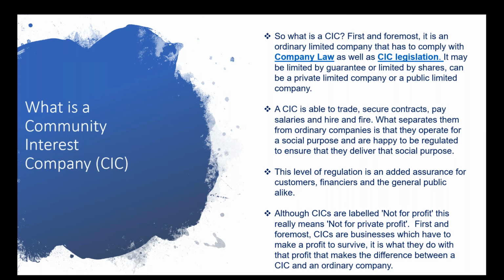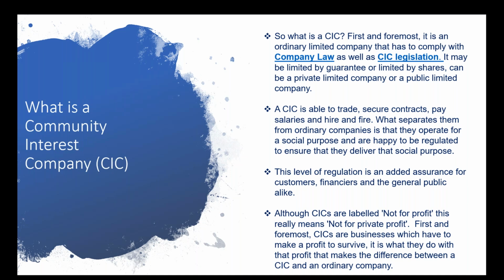Right, so what we will cover now is what is a community interest company. So the CIC model has been in operation since 2005, with the office opening in July of that year. The business community had recognised the need for a legal form of social enterprise as an alternative to a charity or an ordinary company, and to particularly benefit the community rather than shareholders or members. So what is a CIC? First and foremost, it's an ordinary limited company that has to comply with company law as well as CIC legislation. It may be limited by guarantee or limited by shares. It can be a private limited company or a public limited company.